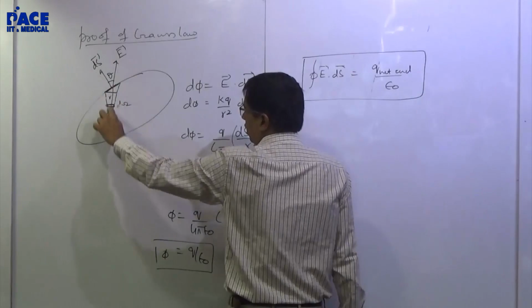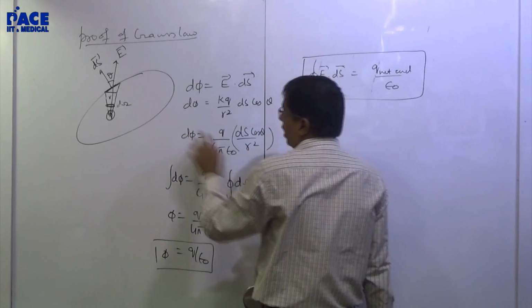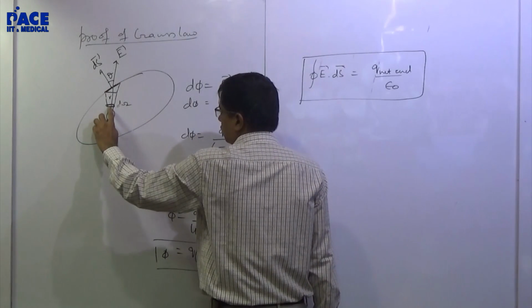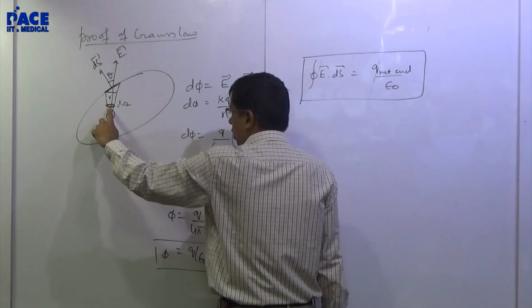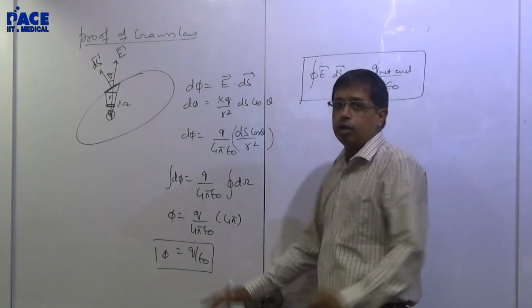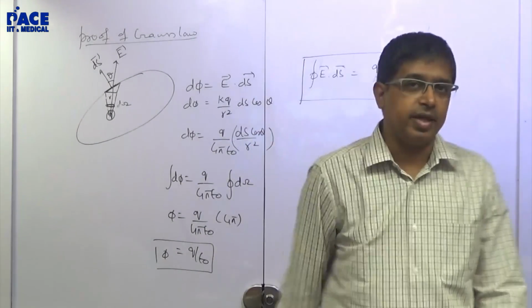What is the field here? kq by r square. dS cos theta by r square. If this is dS, this will be dS cos theta. Dividing by r square gives this solid angle. Closed integral of this solid angle will be 4 pi. Any closed surface will subtend an angle of 4 pi anywhere inside.